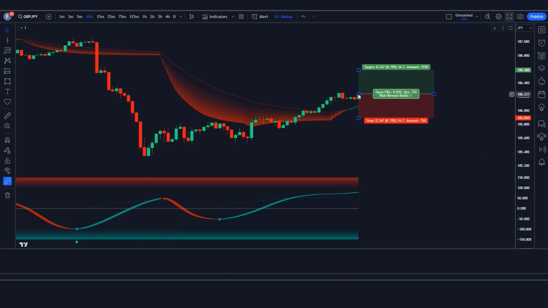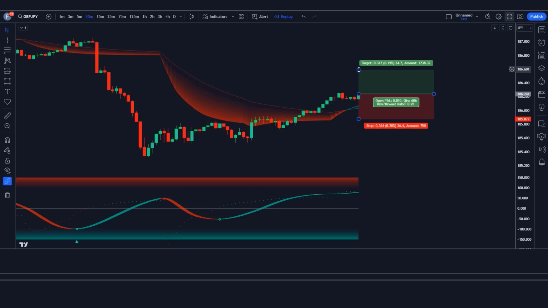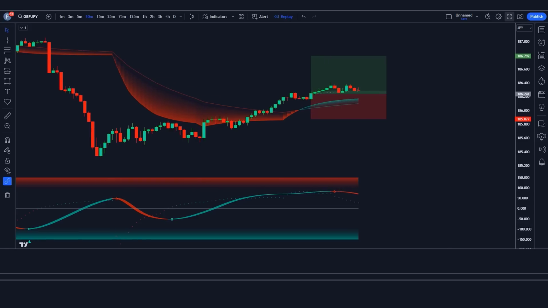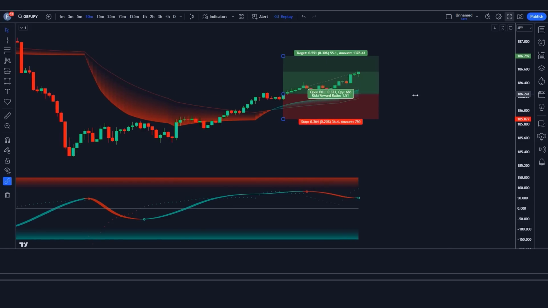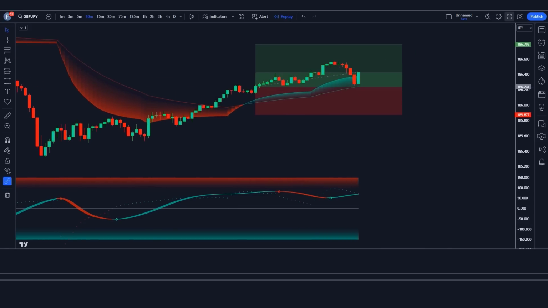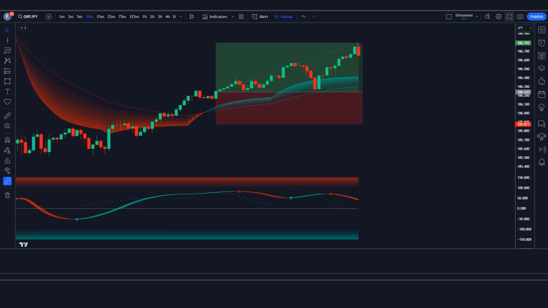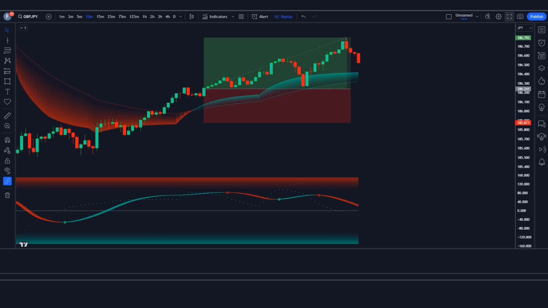Our stop loss is to be placed at the previous low of the liquidity area, and the risk to reward ratio will be 1:1.5. Let's see what happens to our trade. Our trade is running in profit. We have won the trade. Let's find the next trade.